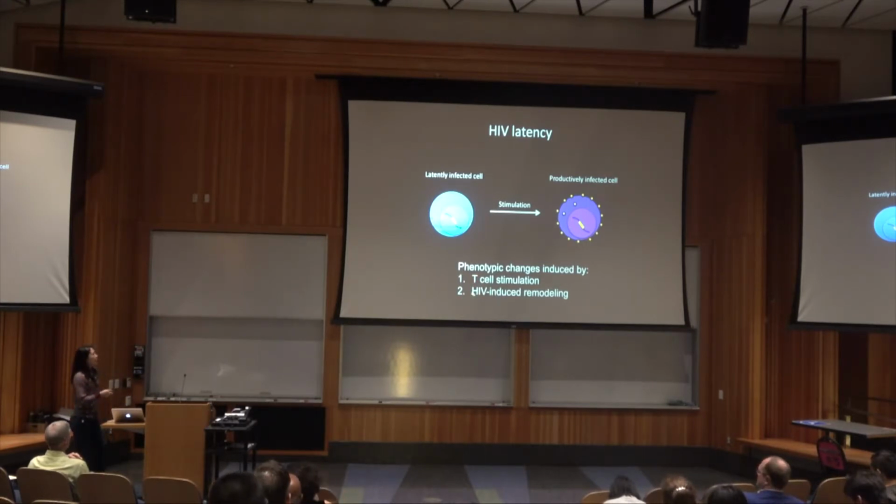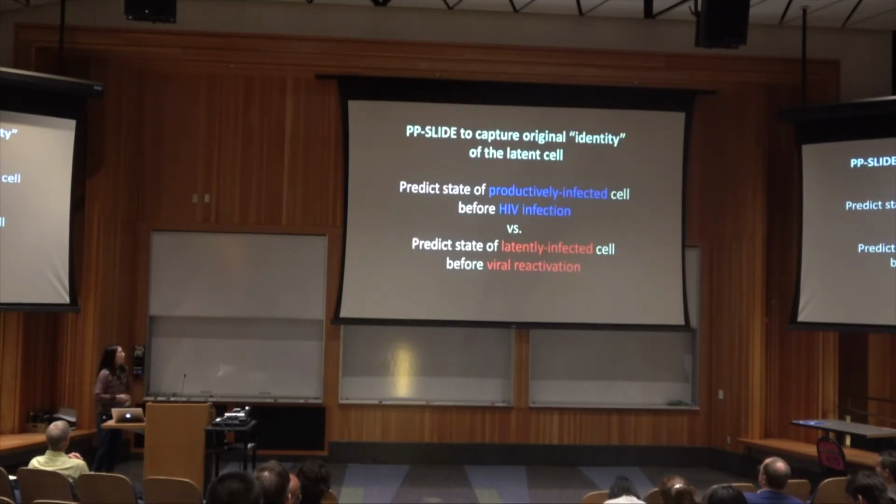And the other aspect is, as I showed in the earlier part of the presentation, HIV infection itself will induce remodeling. So this cell will also look different from this one as a result of that. And so how do we overcome this problem? Well, we reasoned that just as in our in vitro system, we could predict the state of a productively infected cell before HIV infection, that in an analogous fashion, we can predict the state of a latently infected cell before viral reactivation.